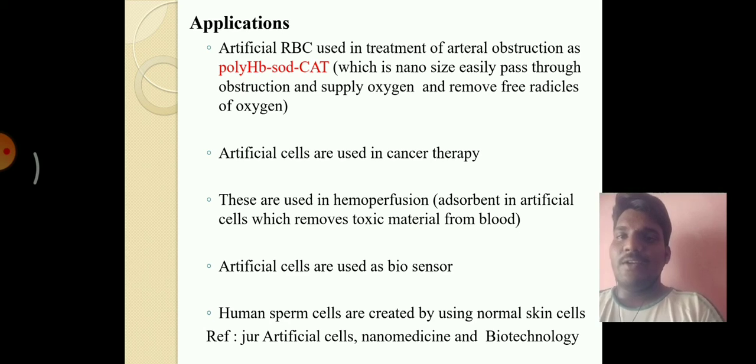These artificial cells are used for hemoperfusion. By encapsulating charcoal in the artificial cells, we inject the artificial cells into the human body. By injecting, the toxic materials adhere to the charcoal. The charcoal absorbs all the toxic material, which is also removable. The hemoperfusion method is also used in the process of dialysis. Artificial cells are also used as a biosensor.